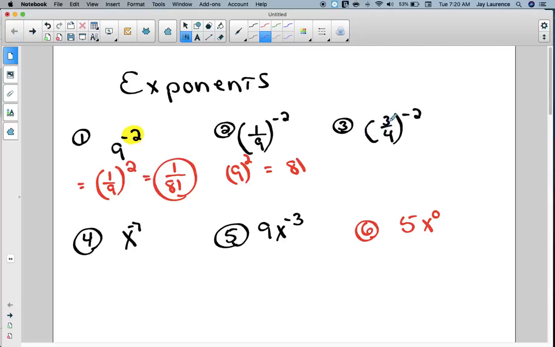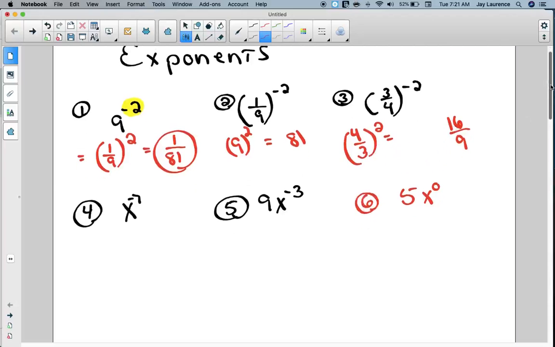Okay, number 3. Go ahead, pause the video, see if you can do it on your own. Okay, my answer is going to be 16/9. Can you tell me how I did it? I took the reciprocal of 3/4, which is 4/3. That causes the exponent to become a positive. And then I squared 4. 4 times 4 is 16. 3 times 3 is 9.